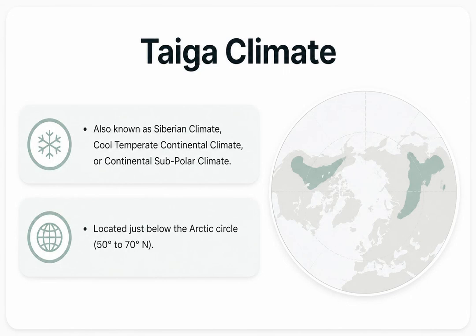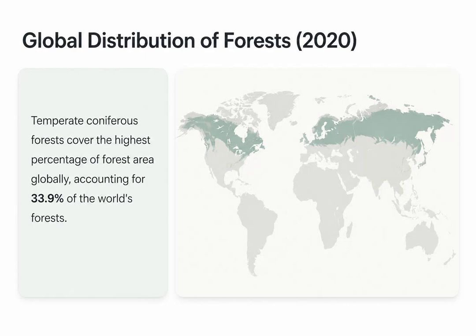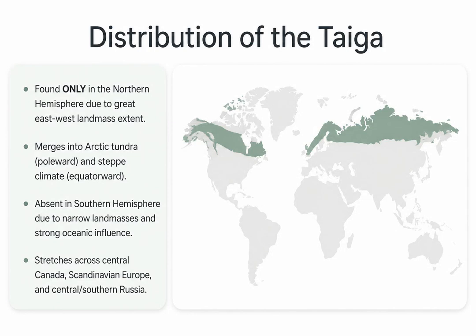Let's examine the taiga climate, which is also known as the Siberian climate, the cool temperate continental climate, or the continental subpolar climate. This climate zone is located just below the Arctic Circle, roughly between 50 and 70 degrees north latitude. Looking at the global distribution of forests, temperate coniferous forests actually cover the highest percentage of forest area in the world, accounting for nearly 34% of global forest cover. The taiga climate is unique because it is found exclusively in the northern hemisphere.